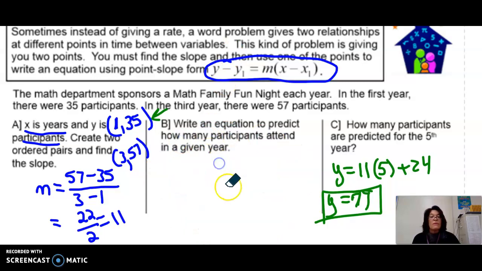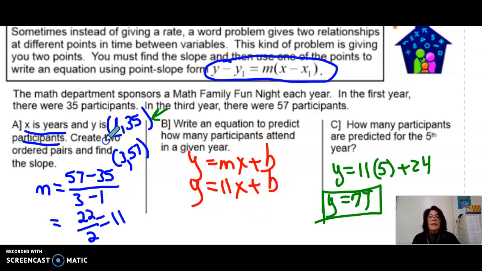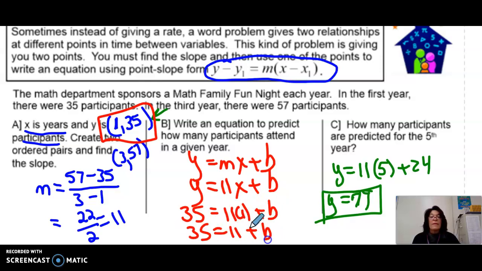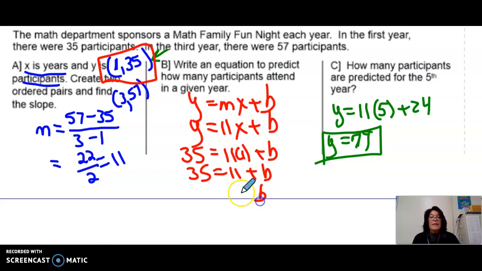Those of you that aren't a fan of point slope form, maybe you went right to Y equals mx plus b, and you use 11 for the slope, and you don't know what b is, but you pick a point. Maybe you picked 1 for x, 35 for y. 11 times 1 is 11. And then you subtract 11 from both sides, and you get b equals 24, and then you rewrite it as y equals 11x plus 24.